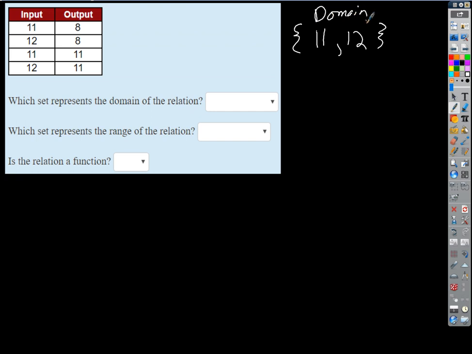So how come? Well, we don't have to write repeated values in the domain. We wouldn't write 11, comma 11. That doesn't make sense because 11 is one of the parts of the domain. Sure it shows up twice, but big deal. It's still just 11. You want to write them in numerical order also. Okay, what about the range? 8 and 11.